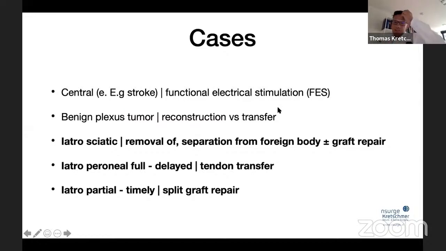So just to underline some of the points, we already had seen cases about tumor removal. So there, I think the question would always be dependent on the level. Would you go via reconstruction, or what is your prognosis for reconstruction, or would you go with a transfer? Then we will look at an iatrogenic sciatic nerve lesion. We quickly look for a full peroneal nerve lesion and a partial peroneal nerve lesion.